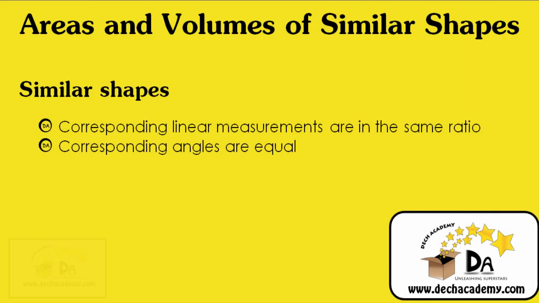In this video, you're going to learn about similar shapes. More specifically, you're going to learn the relationship between the areas of similar shapes as well as the relationship between the volumes of similar shapes. Two shapes are similar if their corresponding linear measurements are in the same ratio and if their corresponding angles are equal. So the corresponding angles have to be equal and the corresponding linear measurements have to be in the same ratio. And I'm going to explain each of these two points in more detail shortly.